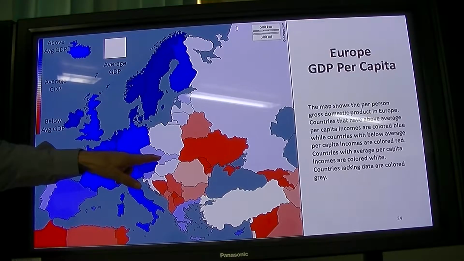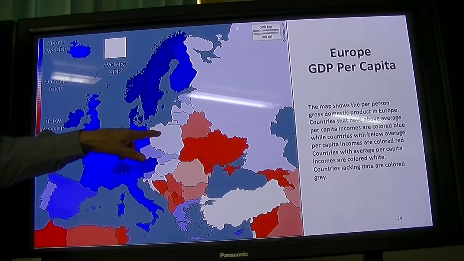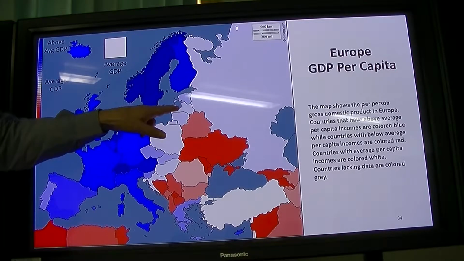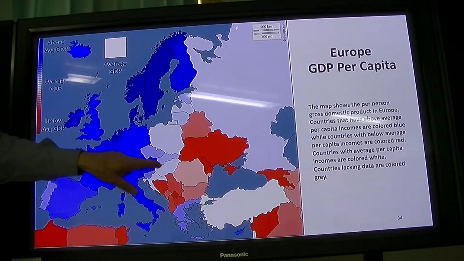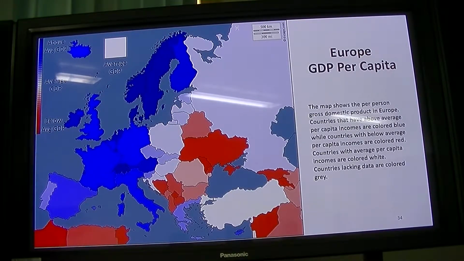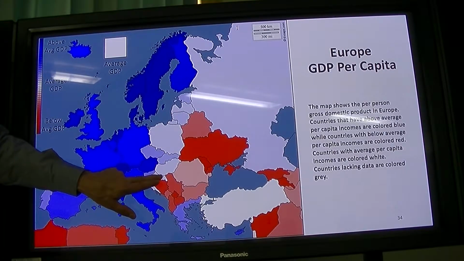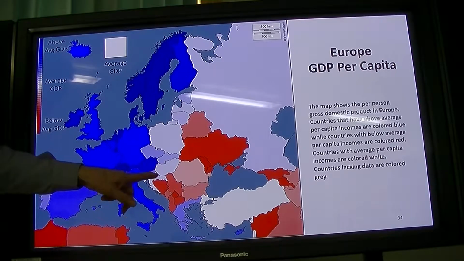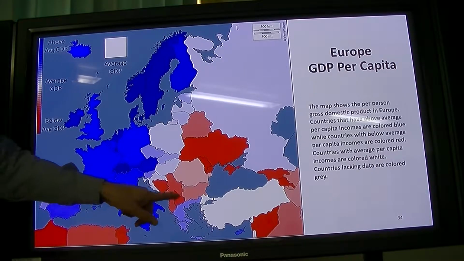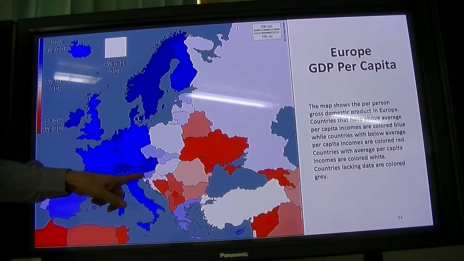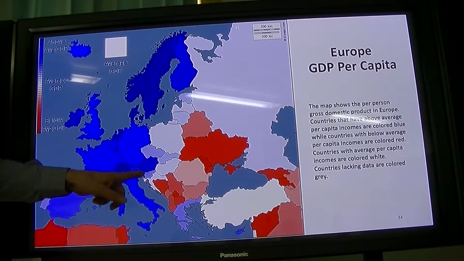Slovakia, again above average. There's Poland. That's been a big improvement over the last several decades. Here's Lithuania. Here's Estonia, Latvia, all the Baltic states. These countries have benefited tremendously from EU membership. Then you have the former Yugoslavia here. Slovenia was the richest of the parts of the former Yugoslavia.